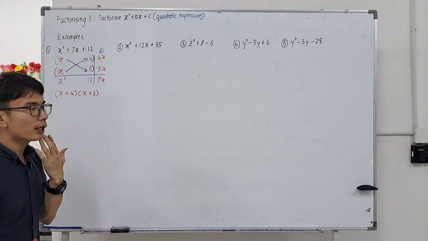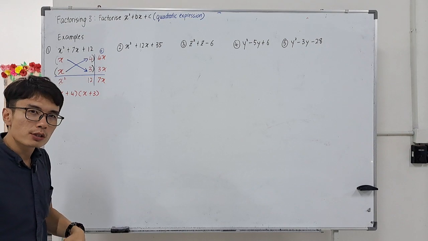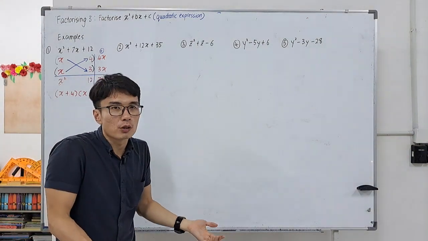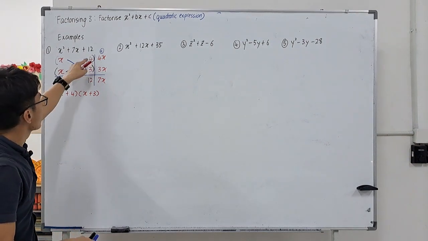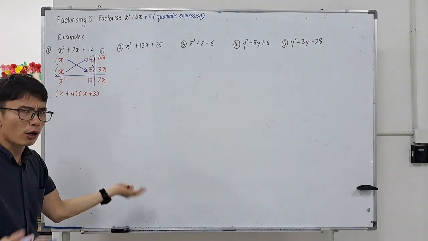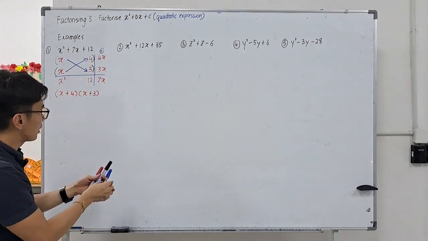Now you might be wondering, what if I didn't choose 4 and 3, I chose 6 and 2? What will happen, right? If I choose 6 and 2, what will happen? Now let me show you what will happen if you choose 6 and 2, okay? Or maybe 12 and 1. But for this example, I'm going to choose 6 and 2 over here, right?